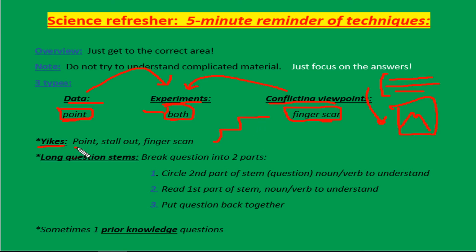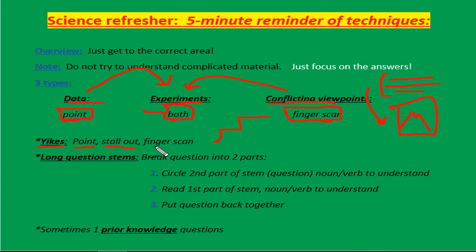What we do is, in experiments, most of the time, however, sometimes in the data, you will hit a yikes. You can't point from the question stem to the right area in the data. When we do that, we stall out. That means we can't answer the question.